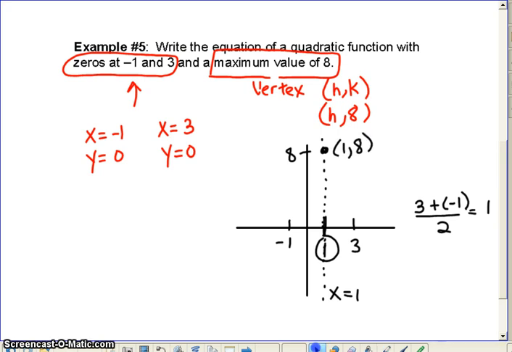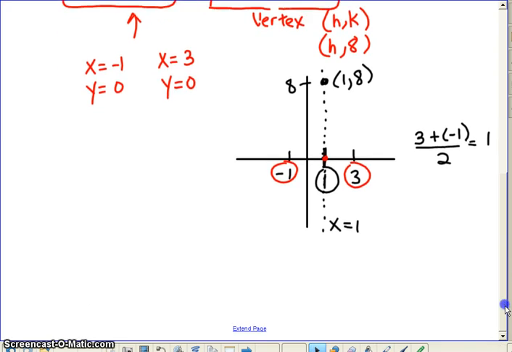Okay, let me just recall what I just did. I took -1 plus 3 and found the midpoint between those two, which is 1. -1 plus 3 divided by 2 is 1. Okay? And since the vertex is on that line of symmetry, then that's what my h is. Okay? Now I have everything I need to solve for a.